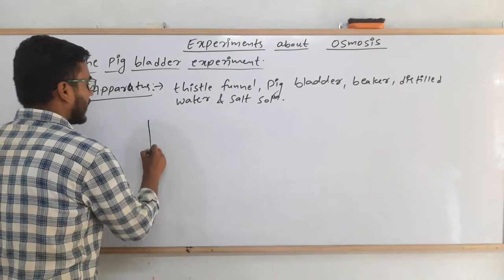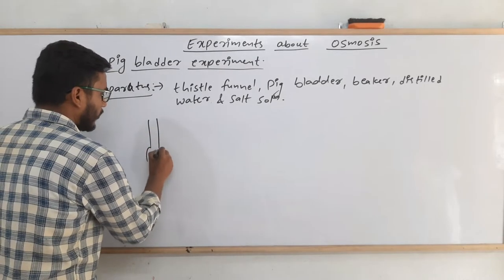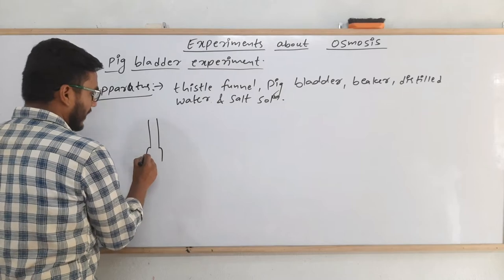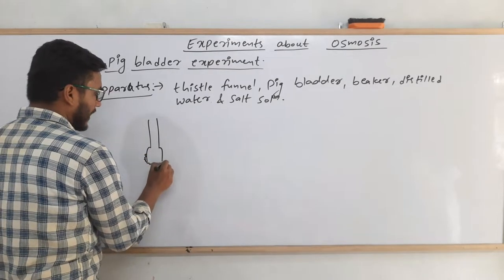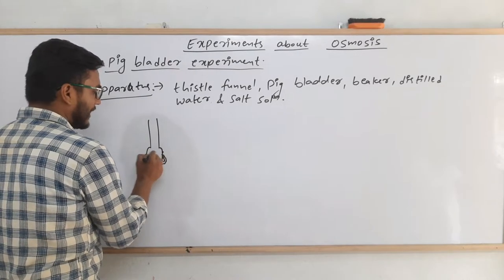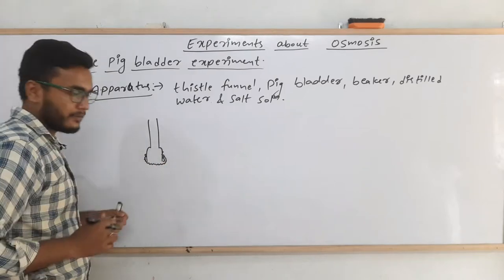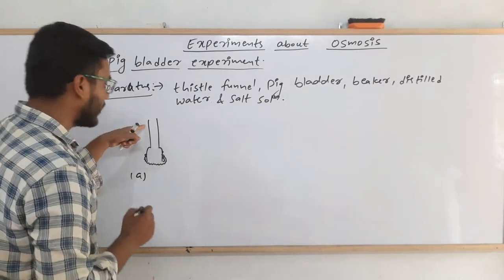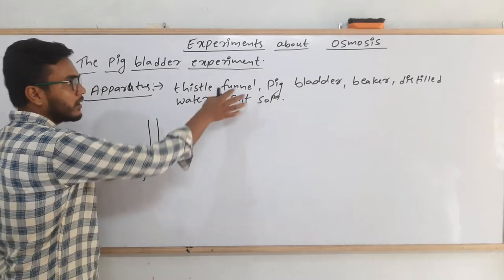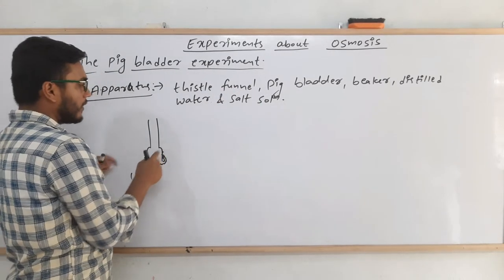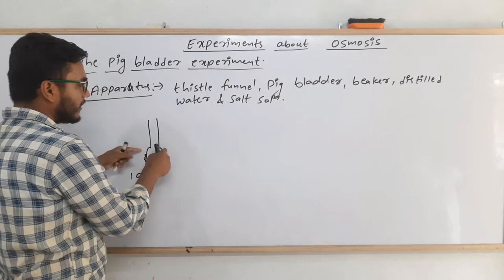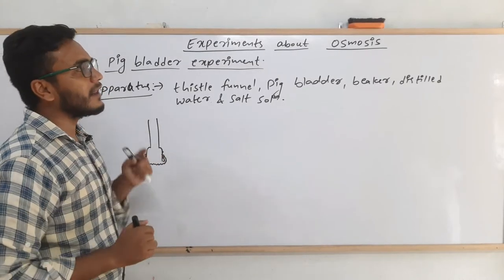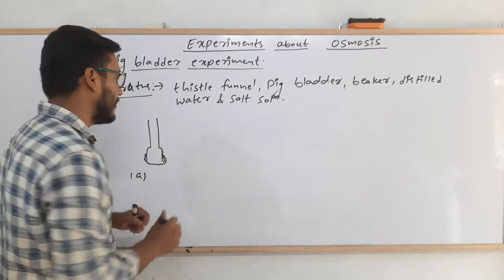We need to take a thistle funnel. The thistle funnel actually looks like this, right? Now, we need to take this pig bladder and put it like this in such a way that there won't be any gap for anything to get inside it. This is the first step, that is figure A. We need to take a thistle funnel and put the pig bladder on the open part of this thistle funnel so that nothing can enter from this portion. The pig bladder actually acts as a semi-permeable membrane.